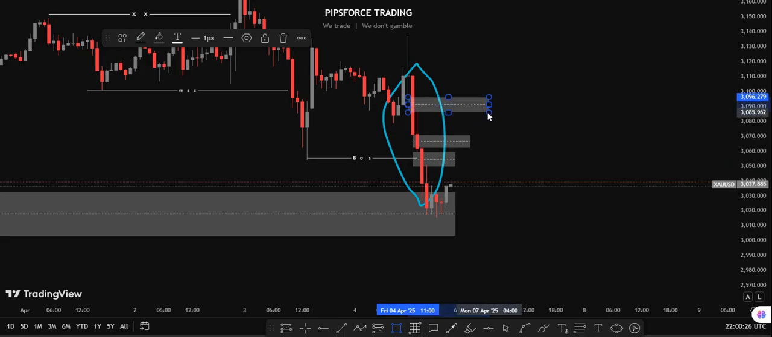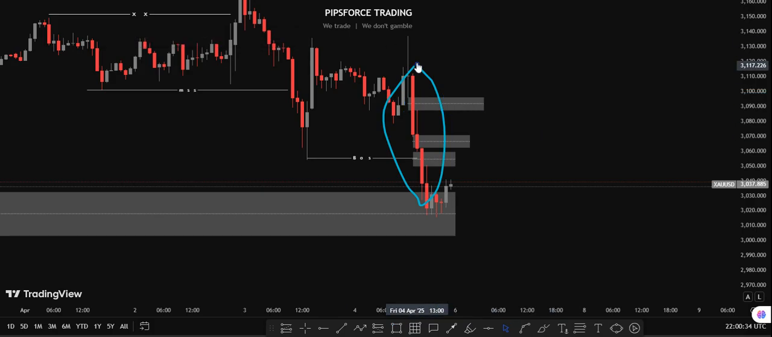So with all these fair value gaps that we have, there's only one fair value gap that we are going to make use of, not all the three. So we are making use of the top fair value gap that we have here, which is this particular one. These ones, we don't need this one, we don't need this one as well. So this is the fair value gap that we're expecting to see.